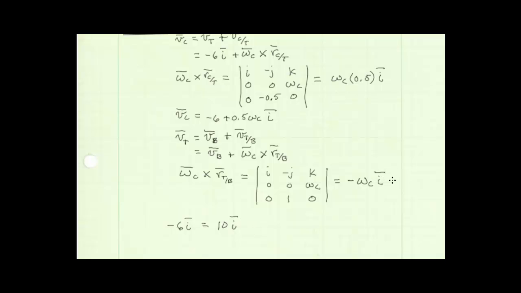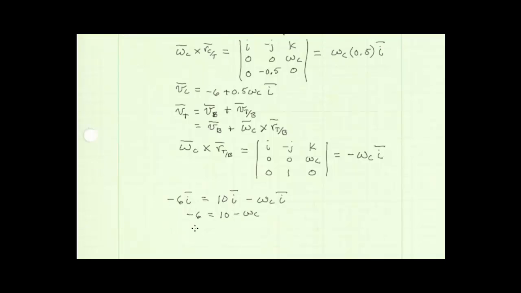And our cross product is also in the I direction for the relative motion portion, minus omega c in the I direction. Since these are all in the I direction, we'll just write this as minus 6 is equal to 10 minus omega c, and omega c then is equal to 16 radians per second. So there's our intermediate answer.